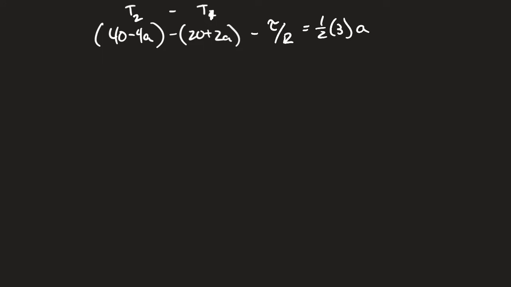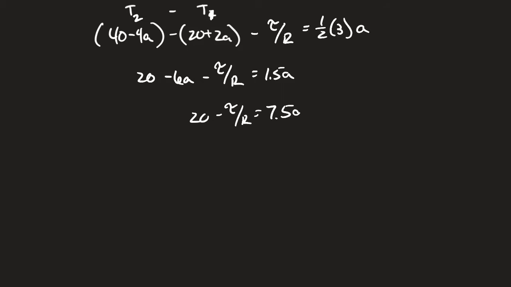It's getting better. I have 40 minus 20, so that's 20. I have negative 4a minus 2a, so that's minus 6a. I have the frictional torque divided by r equals 1.5a. I'm doing algebra, so I feel like I can do this faster. So 20 minus... All right, we're done here.